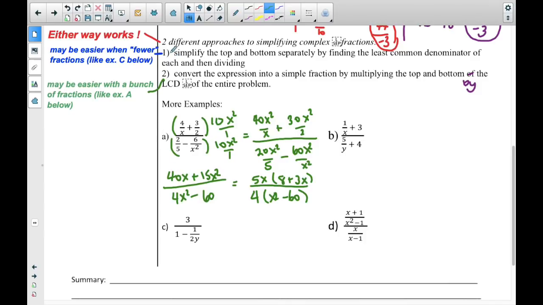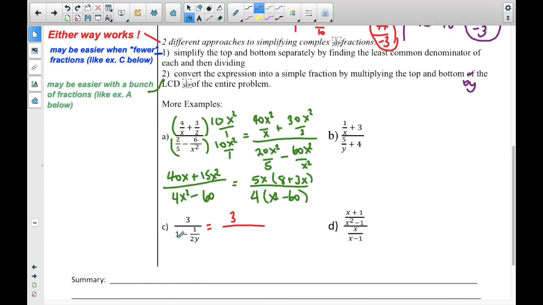I mentioned that there are two different methods, and each method maybe has a better time or not as good of a time to use it. So again, I might save some of these for a warm-up tomorrow in class. I think I want to go ahead and do example C using the top method, method number 1, and that's finding the least common denominator of each and then dividing. So in other words, my numerator is already a number. I don't need to change my numerator at all. My denominator, though, I do need to combine. I cannot just flip that over and multiply it because that subtraction doesn't let me do that. So I need a common denominator.